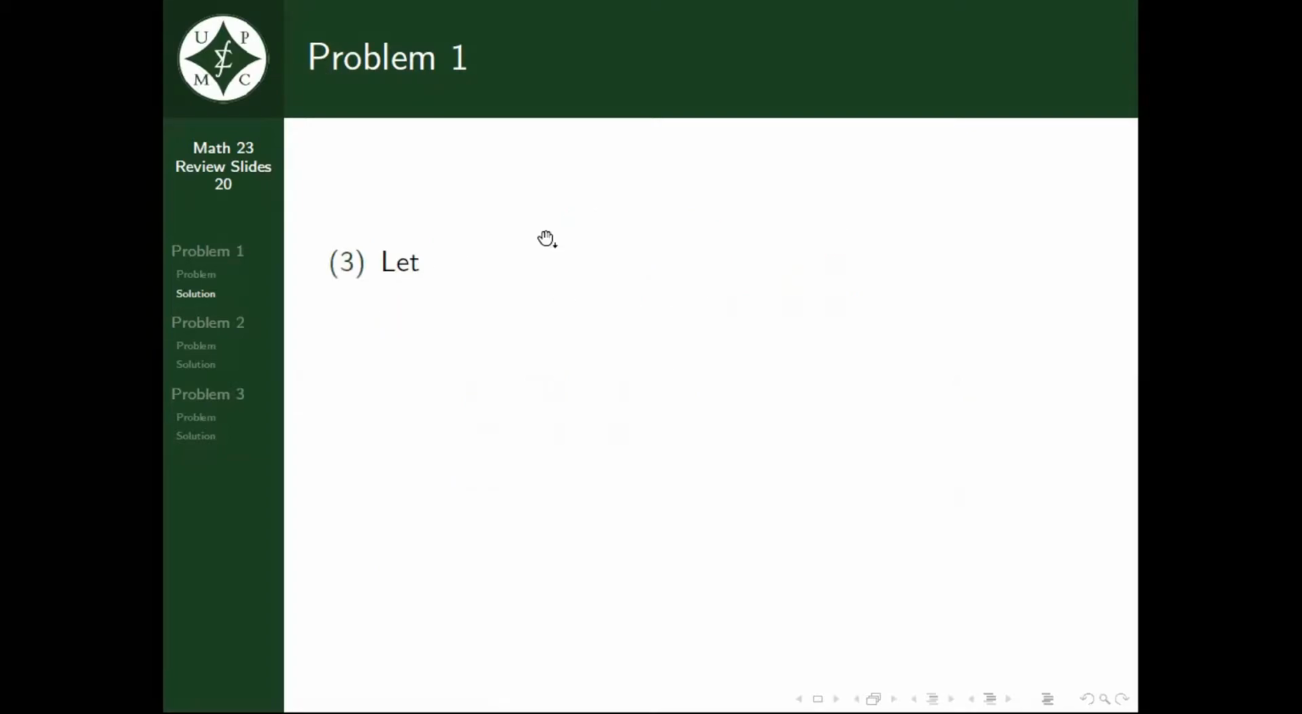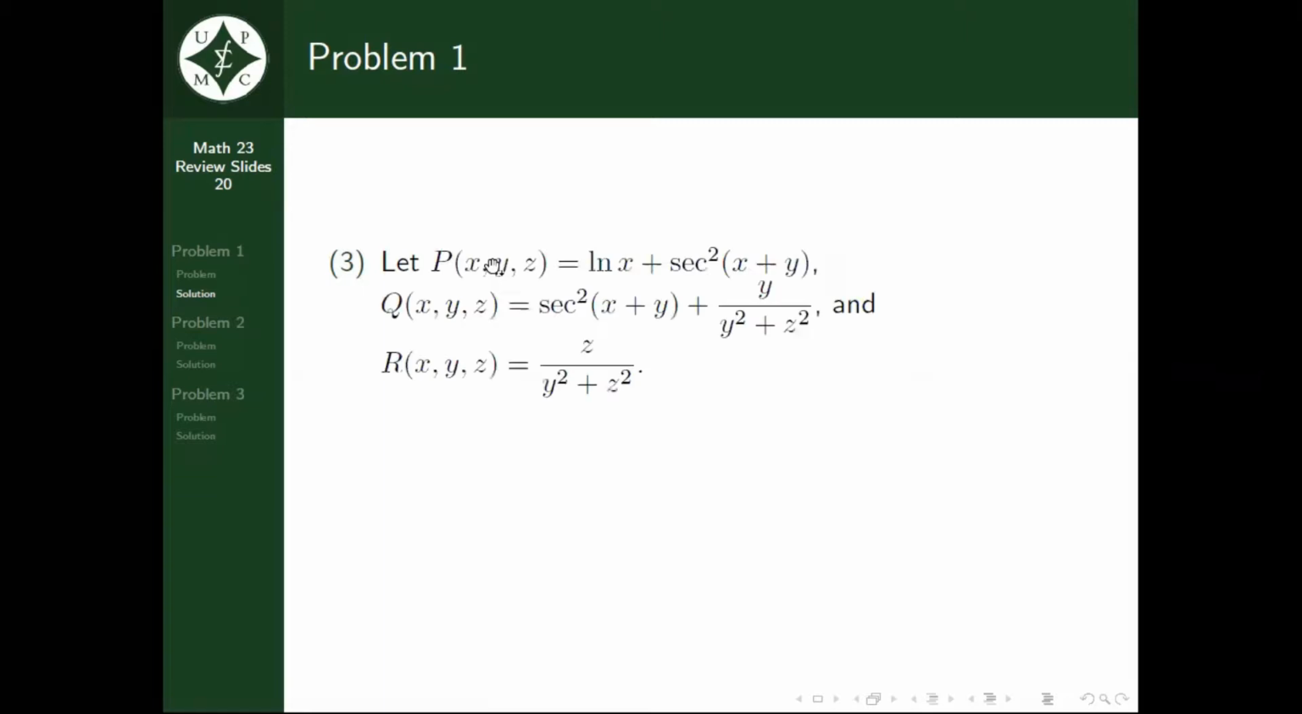Next. Okay, for this third one, this is a three-dimensional vector field. So let P, Q, and R be the following. And since we cannot simply apply Qx equals Py, that relation there, we will resort to the theorem that I mentioned a while ago, which is the curl of F is equal to the zero vector.